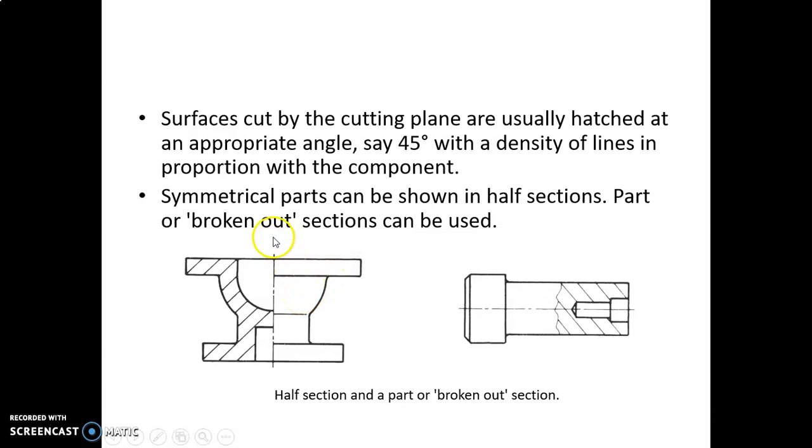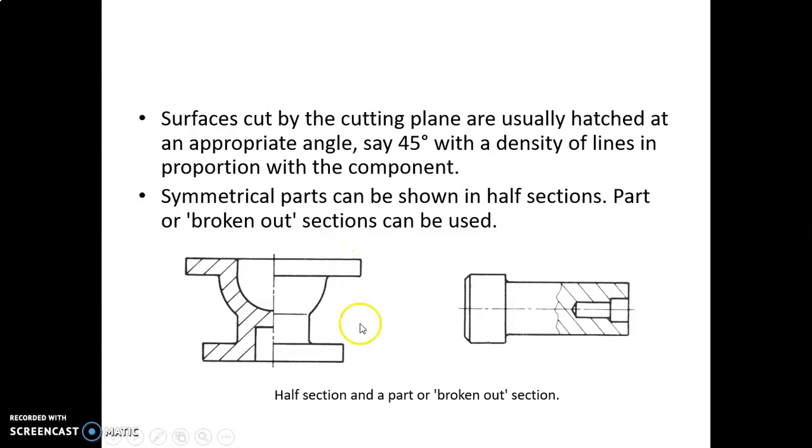In AutoCAD, surfaces that have been cut are usually hatched at an appropriate angle, for example 45 degrees, with the density of lines in proportion with the component. Symmetrical parts can be shown in half section, and a broken out section can also be used. For example, the object has been cut or broken, so we can use hatch to fill in the original object. This is also hatch, the lines at 45 degrees with the density of lines.